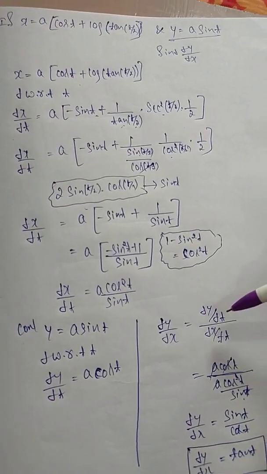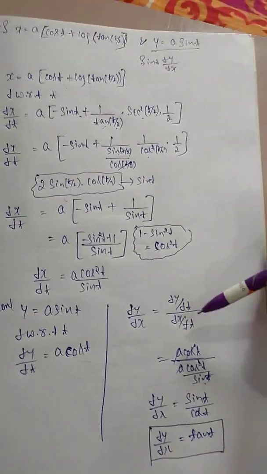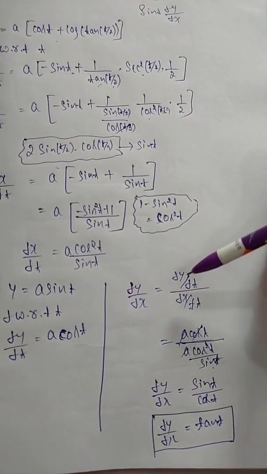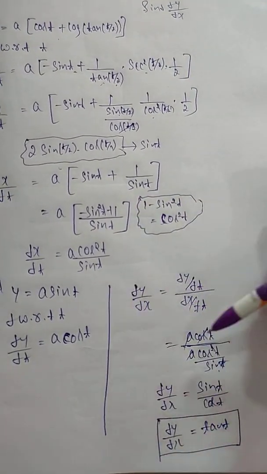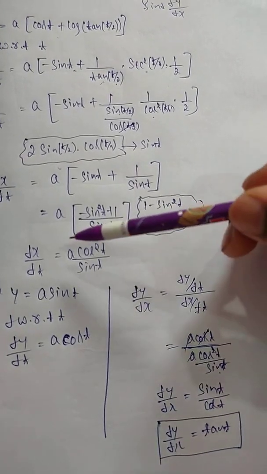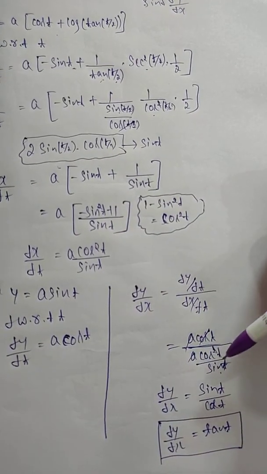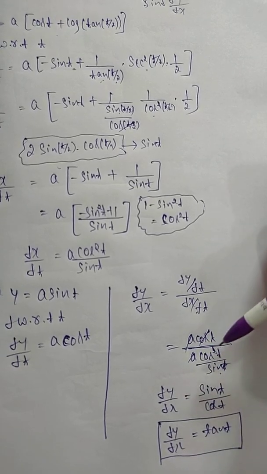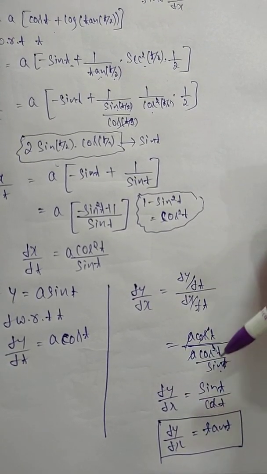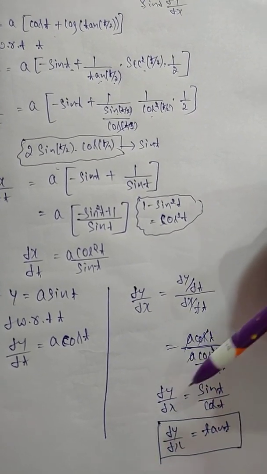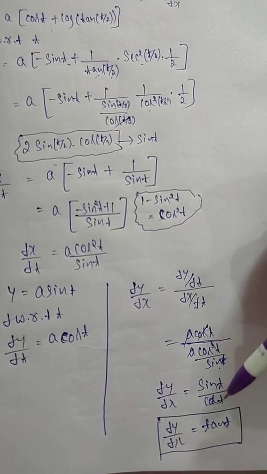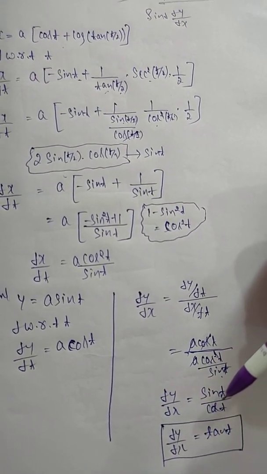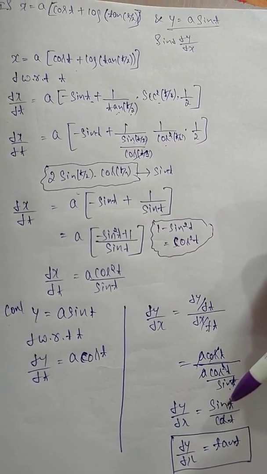Now you want to find dy by dx. dy by dx is equal to dy by dt divided by dx by dt. Here dy by dt is a cos t, and dx by dt is a cos square t by sin t. A cancels, cos t cancels. The sin t becomes the reciprocal in the numerator. So dy by dx is equal to sin t by cos t, which is tan t. So this is the answer. Is it clear? This is for 3 marks.